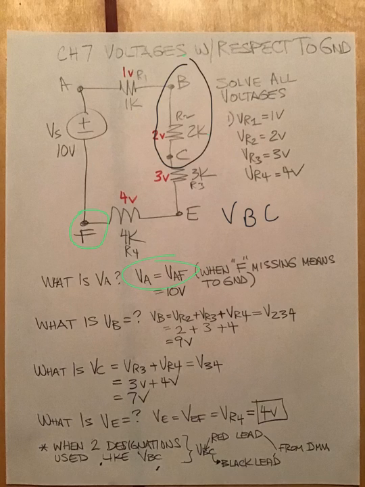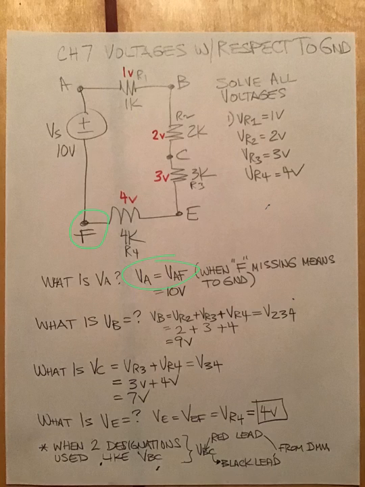Now, it's also possible that they ask you for VBC. That's right here. If they ask you that, they're looking for R2's voltage. If you were measuring it with test equipment, B would be the red lead and C would be the black lead. And that's how you would go about hooking up your test equipment to measure something like that. Okay, so what is VA? VA is the power supply. VA is VAF.